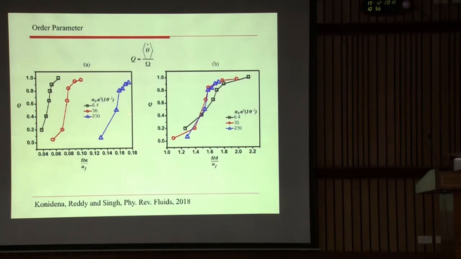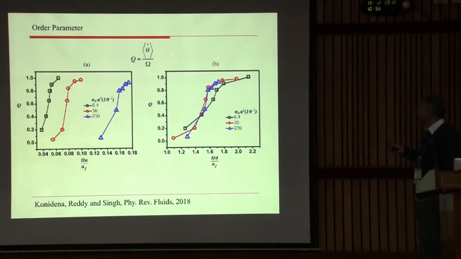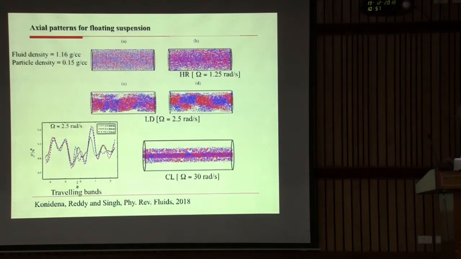We can also find an order parameter. You can find the average angular speed of all the particles and scale it with the rotation rate of the cylinder. That's the order parameter. What we observe is that it's not the particle size. These are for different number densities of particles. So it's not the particle size, but the interparticle distance, which is basically the characteristic length in this case of the order parameter.